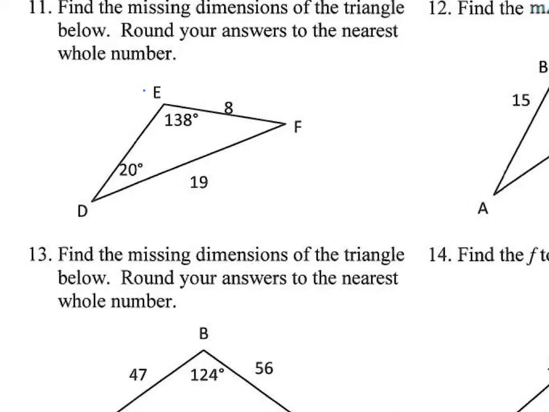Question number 11 asks us to find the missing dimensions of the triangle. If there's 180 degrees in a triangle, and if you know that that is 138 degrees and the bottom left is 20 degrees, you also know that this angle F is going to be 22 degrees.